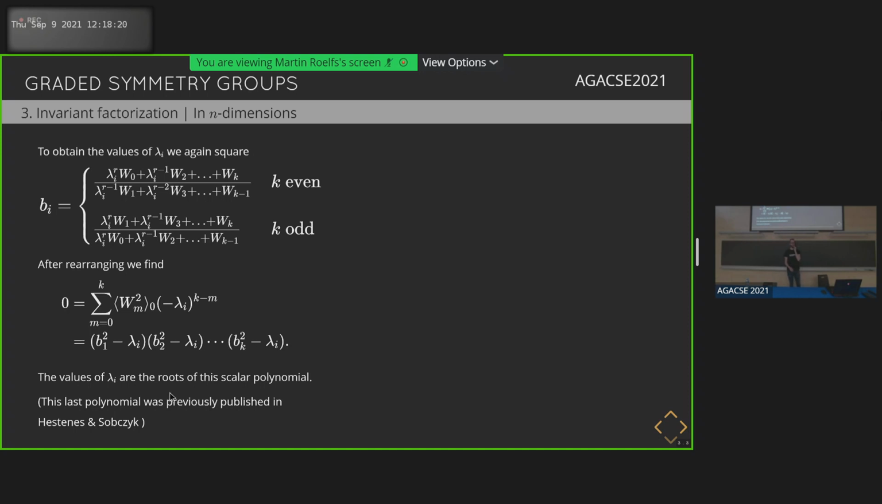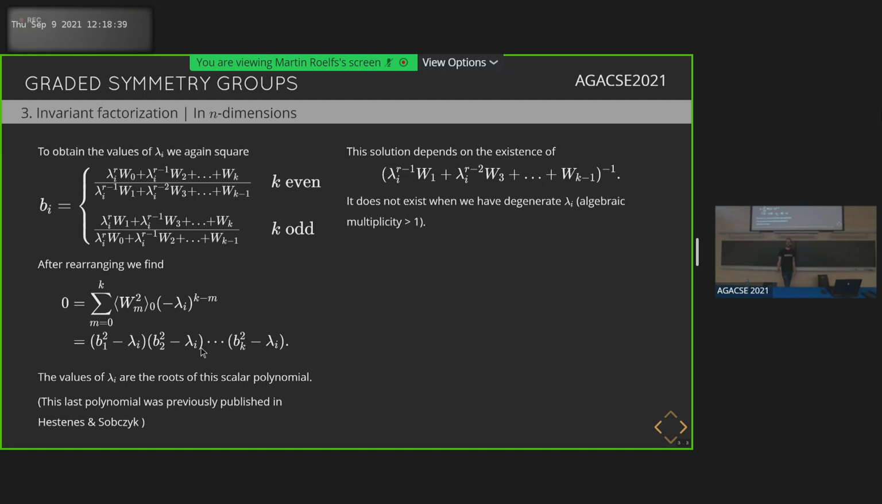And this last polynomial was also, again, already published by David Hestenes, but the solution for finding the simple terms there was different, but the polynomial for finding the eigenvalues is the same one, so that's a good confirmation that we're on the right track.